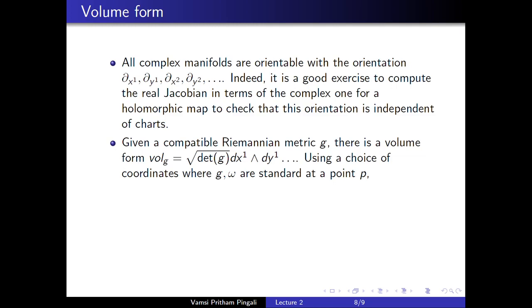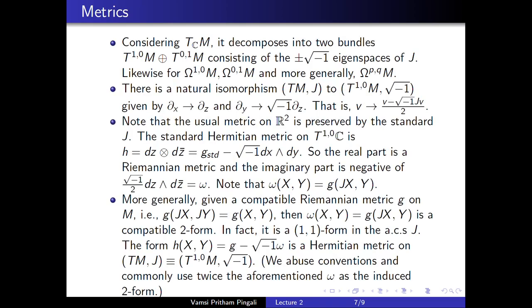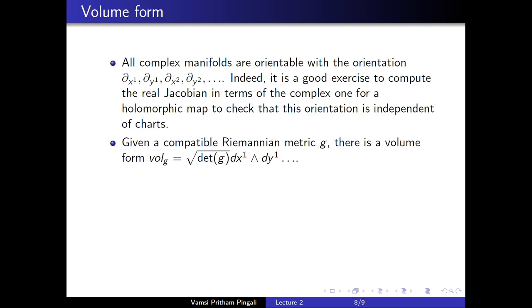So suppose you take any point P, you can always choose holomorphic coordinates so that your Riemannian metric is simply the usual Euclidean metric at that point. And omega is also standard at that point, meaning this Hermitian metric that you get looks roughly like this. You can always choose coordinates so that that happens at a single point. How can you do that? It's not really rocket science.